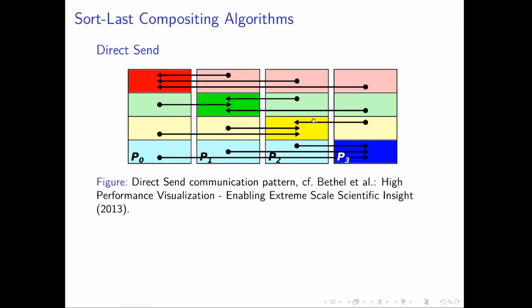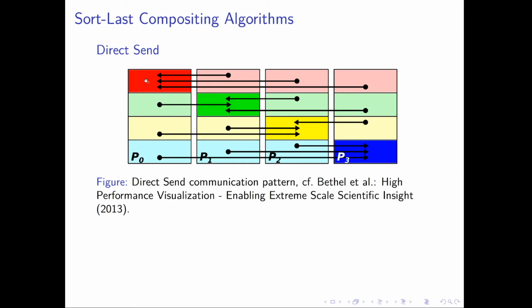So here is the direct send communication pattern. The arrows in this illustration indicate who sends data to whom. It's important to note that this is not a screen space subdivision into 16 tiles, so the image shouldn't be mistaken for that. Rather, think of it as a screen space subdivision into 4 different regions of the image. The saturated green, red, yellow, and blue indicate the portion of the image, and they also indicate which processor is responsible for this portion.